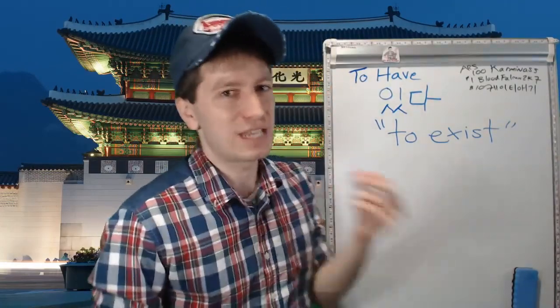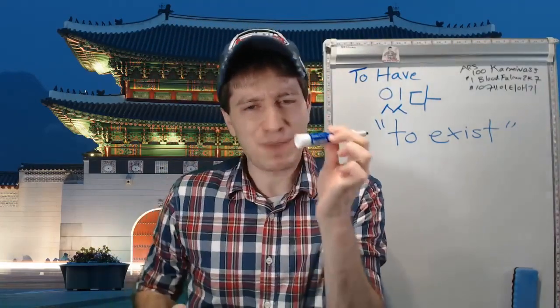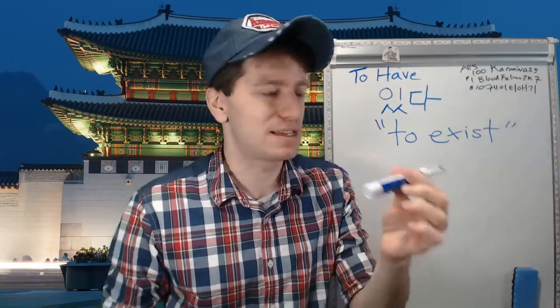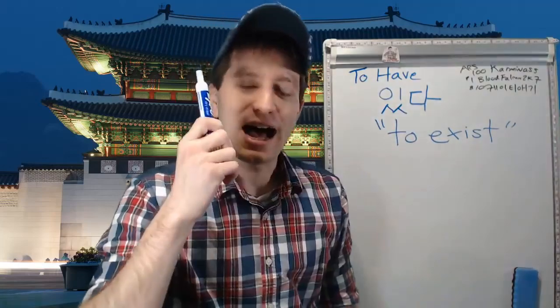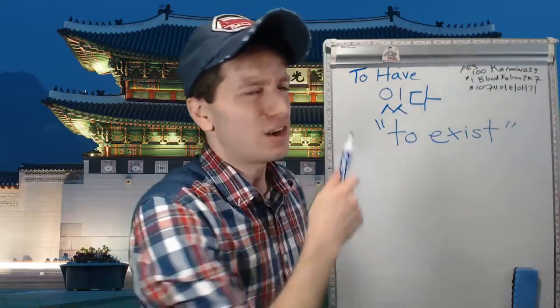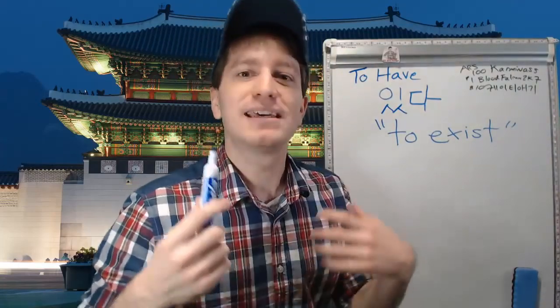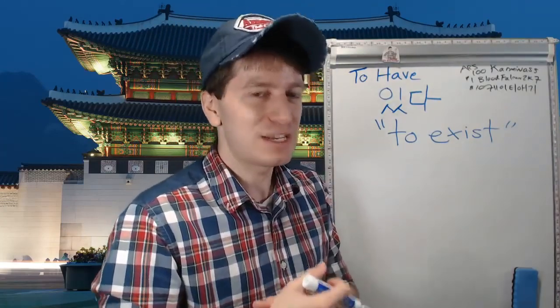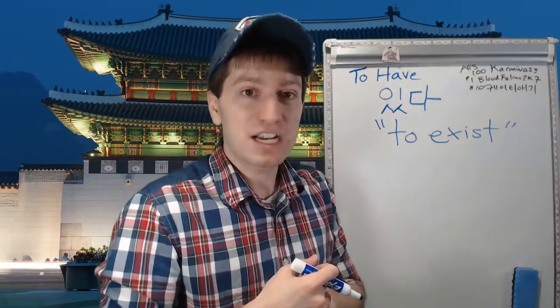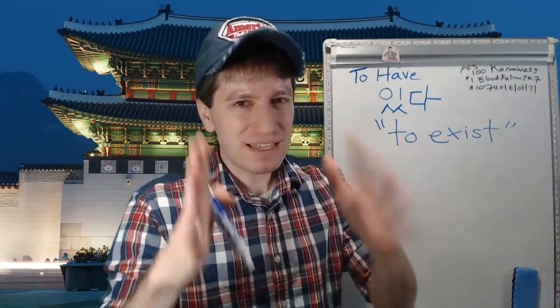So because of that, you cannot say, I exist a pen. That doesn't make any sense in Korean because you cannot exist anything. This just means to exist. So if you wanted to say, I have a pen, what you actually are going to say in Korean is, a pen exists. So anytime that you're trying to say, I have something, you can simply just say, well, this object exists. So that might sound a little bit vague.